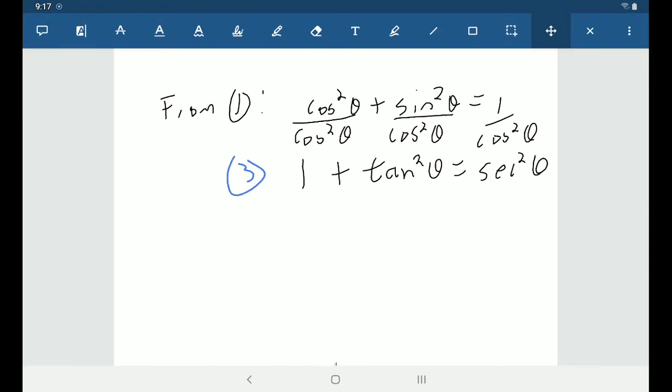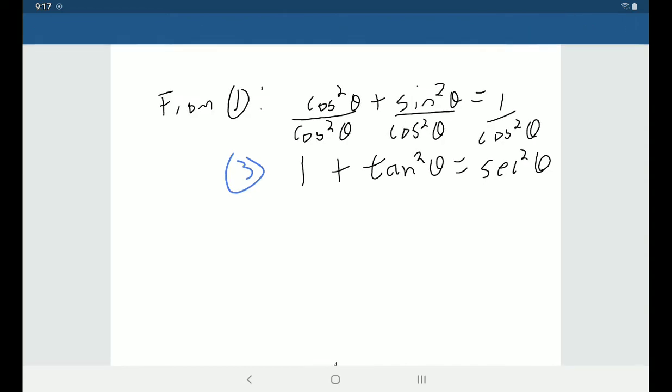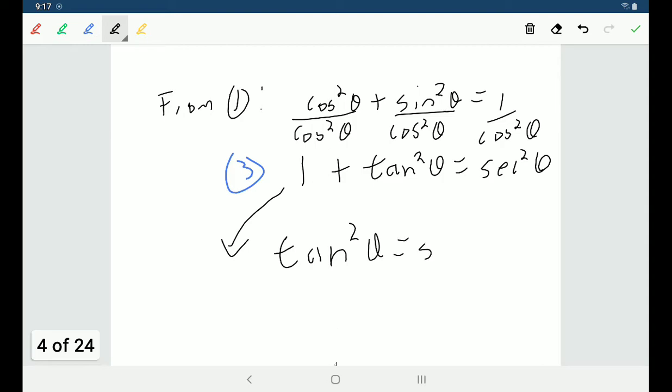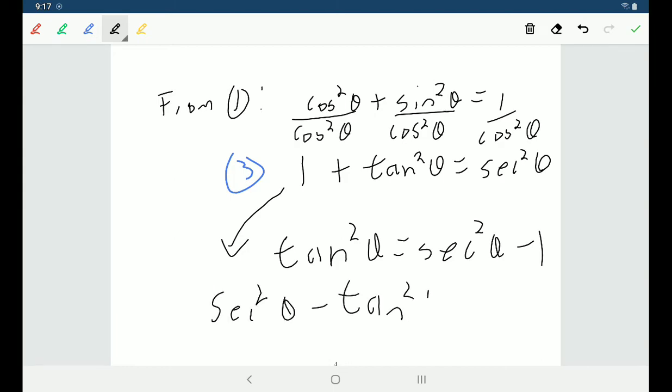Now, one thing that we have to get used to, and this is just foreshadowing for the future, is seeing these identities in different forms. So the way that I wrote it down here, 1 plus tangent squared is equal to secant squared, that's true, but of course, that could also be rewritten in a bunch of other ways. You could say, for example, tangent squared theta is equal to secant squared theta minus 1. Or you could say secant squared theta minus tangent squared theta is equal to 1.